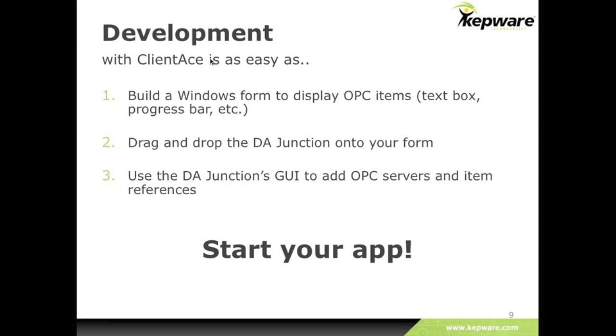So what I'm going to show you here is we're going to build a Windows Form application to display some OPC items. I'm going to drag and drop the DA junction, which is one way to develop with ClientAce, onto my form. And then I'm going to use the DA junction's graphical user interface to add OPC servers and then also item references. I'm not going to do any code. That's one of the really nice things about ClientAce, that you only get into the code if you want to. And when you don't, you can use the DA junction to handle your connections to OPC DA and UA servers. XML-DA you'll need to do through the .NET API that we expose, but I'll get to that in a little bit.